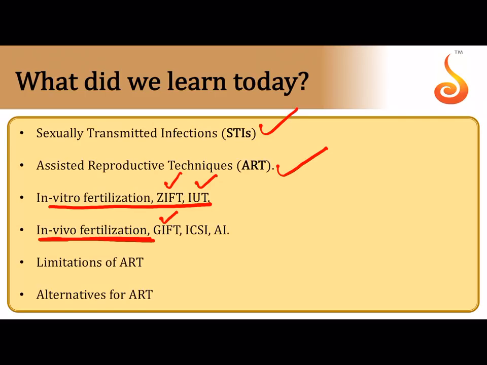Then we saw a woman can donate her egg to a woman who cannot produce one but who can become pregnant and bear a child, that is gamete intrafallopian transfer. Then we saw you can directly inject the sperm into the cytoplasm of the egg, ICSI. And then we saw artificially depositing the semen in the vagina or in the uterus, artificial insemination. Limitations of ART, and lastly we saw adoption as an alternative for ART.